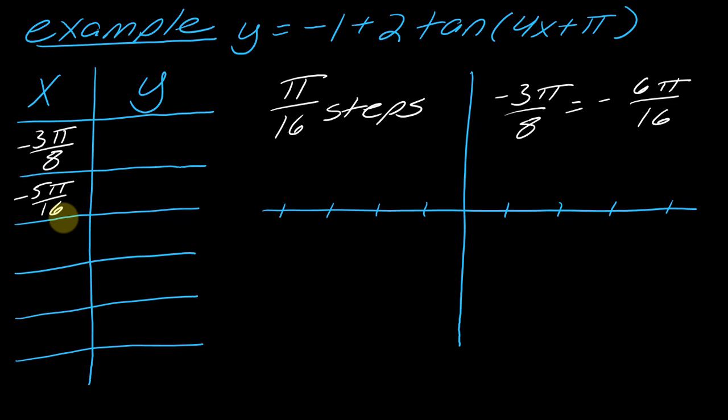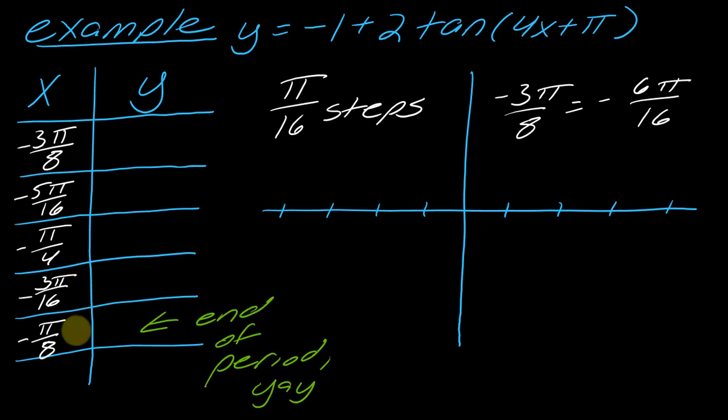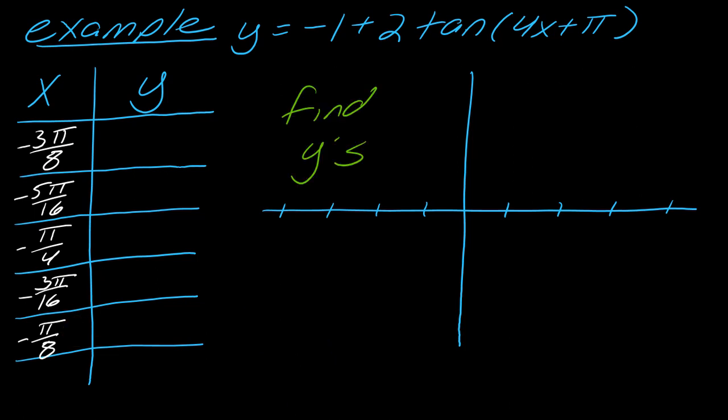Okay, so I'm going to keep adding pi over 16. So then this becomes negative pi over 4, because I get negative 4 pi over 16, which will simplify to negative pi over 4. And then I get negative 3 pi over 16, and then I get negative pi over 8, which, hey, that was the end of the period that we wanted, right? So we have done it right. Hooray. Okay, and so now we can go through and find our y's.